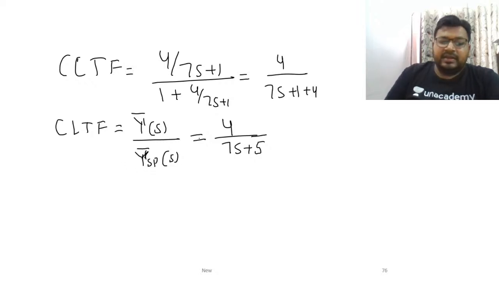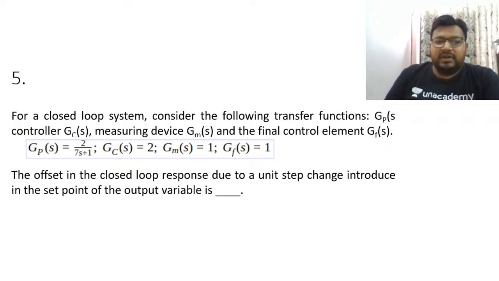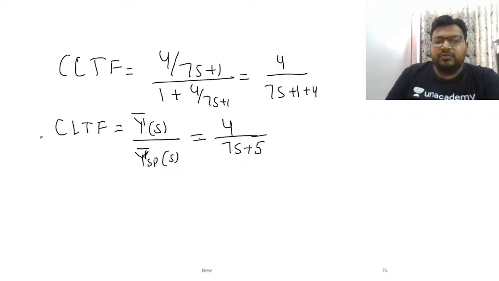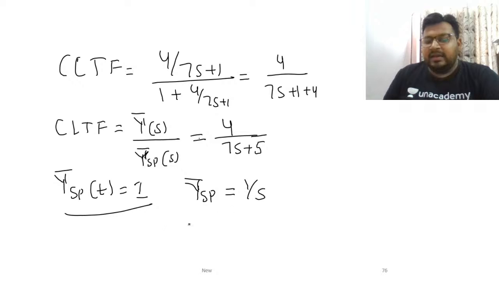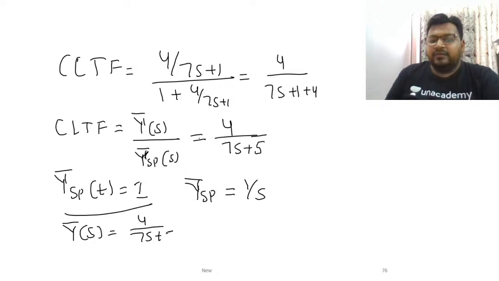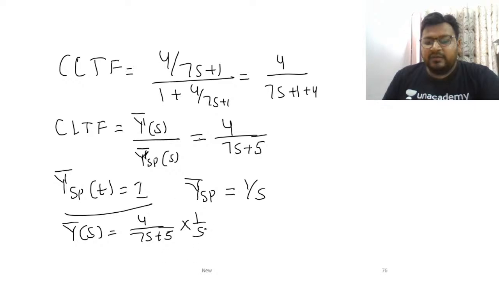Now, clearly they have mentioned that a unit step change is introduced in the set point. So that means YSP in the time domain is 1, and in the S domain it will be 1 by S. So the value of Y bar S, that is the response, will be 4 by 7S plus 5 into 1 by S. That is the value of the response.